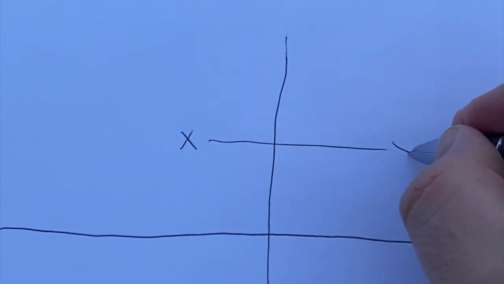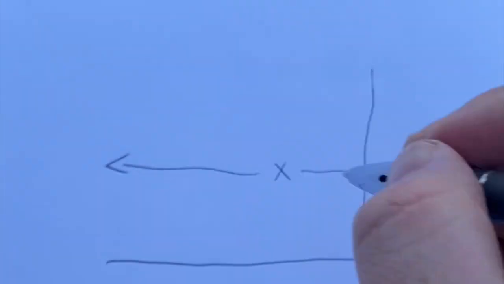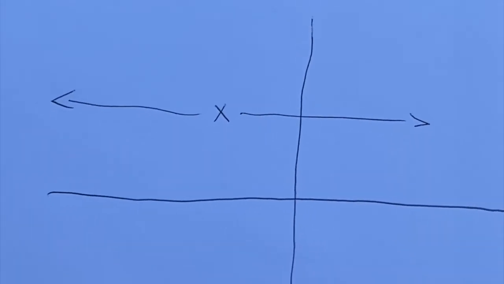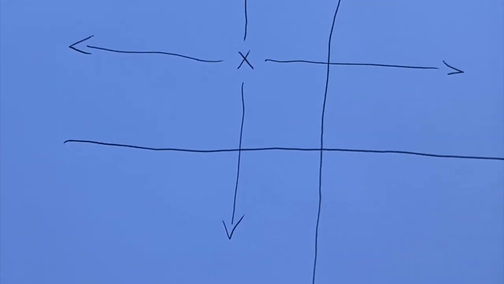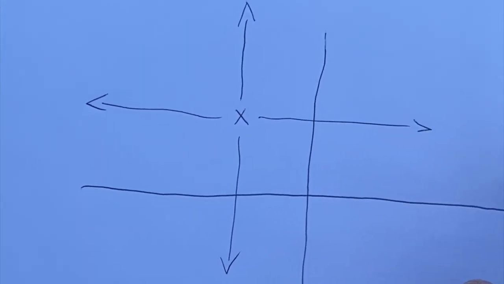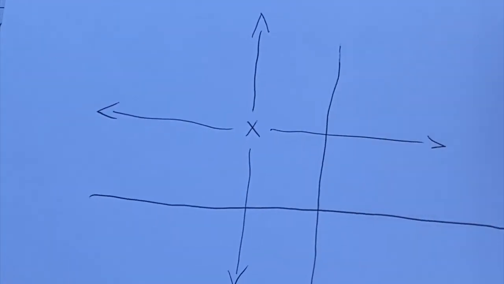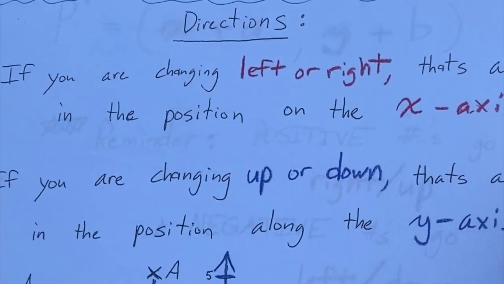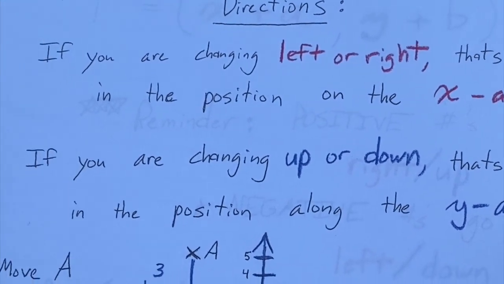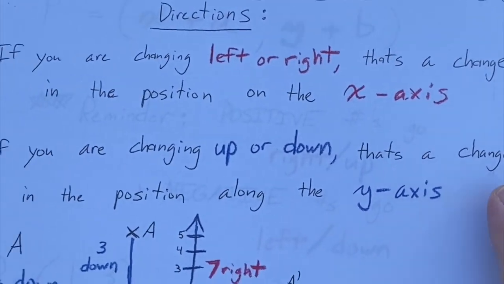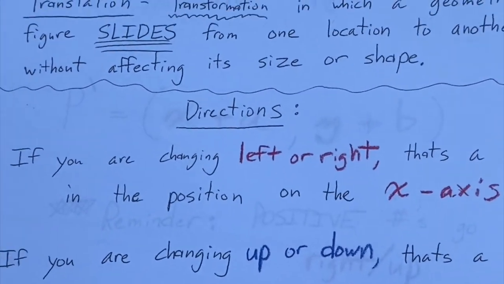So here's a point. If we are changing anywhere left or right, then that is a change in the x-axis position. However, if we change anywhere up or down, that is a change in the y-axis position. So left, right is x-axis. Up, down is y-axis. Just a little reminder there. If you're changing left or right, that's a change in the position on the x-axis, and if you are changing up or down, that is a change in the position along the y-axis.